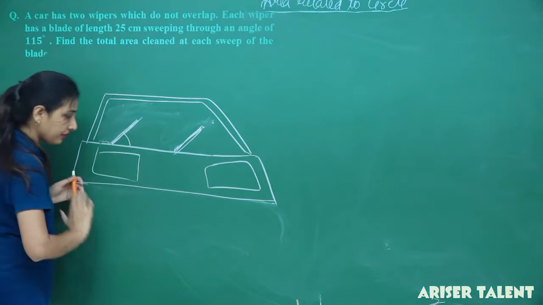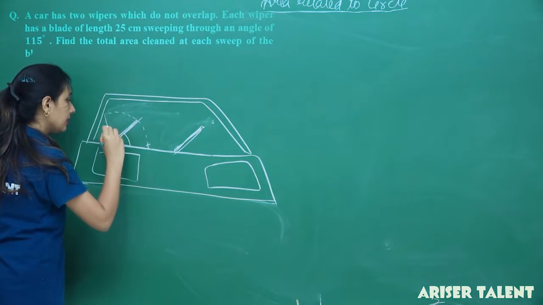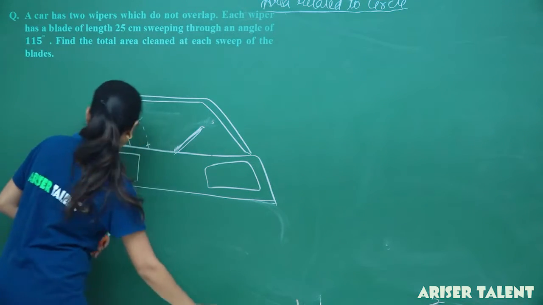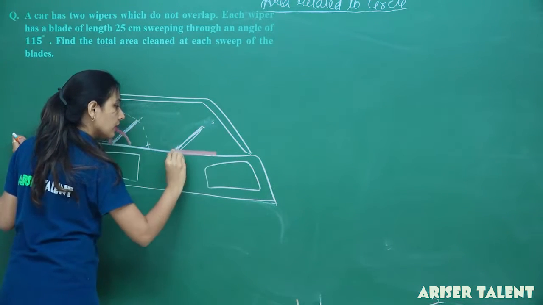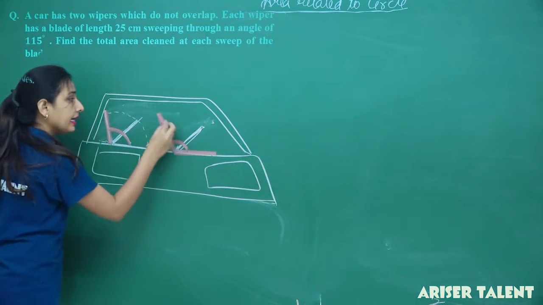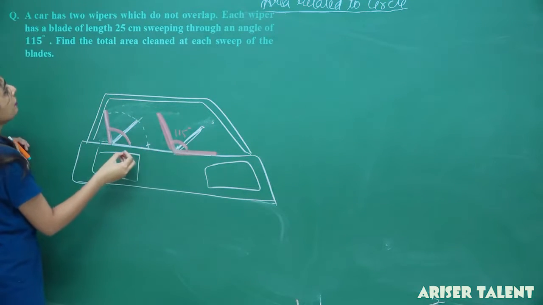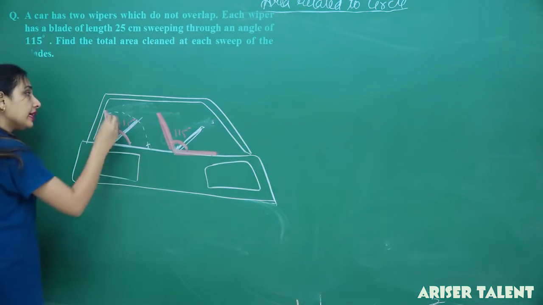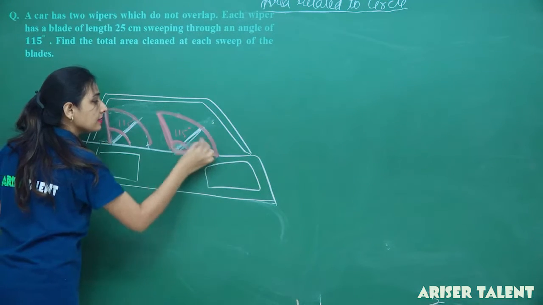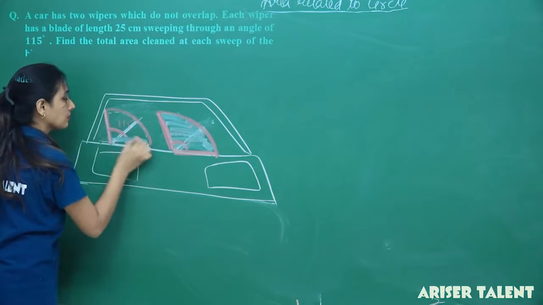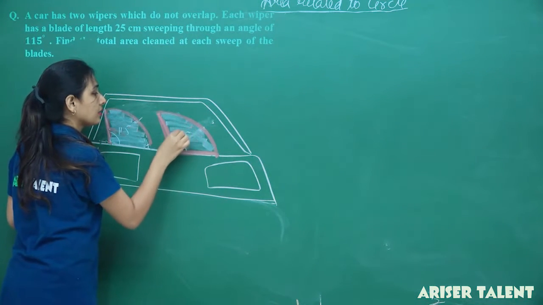Now it's not looking like 115. It means that if it starts from here, it will go till there, this angle, right? So this is your blade and this is your angle. It comes down there and then goes till here, and the angle is 115 here and 115 here. So now the area will be what? This, and I can shade it like this. Okay, 115, mark it.